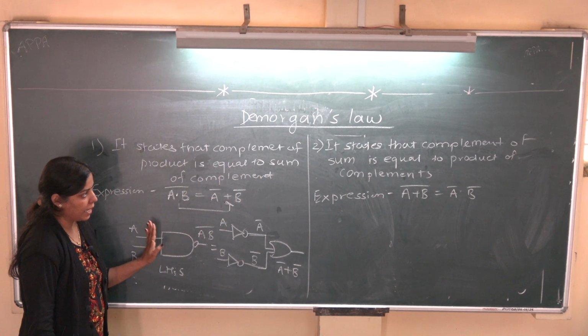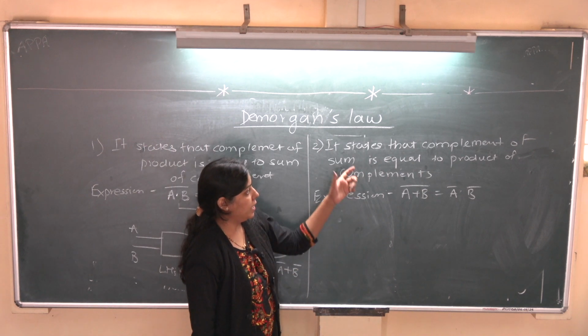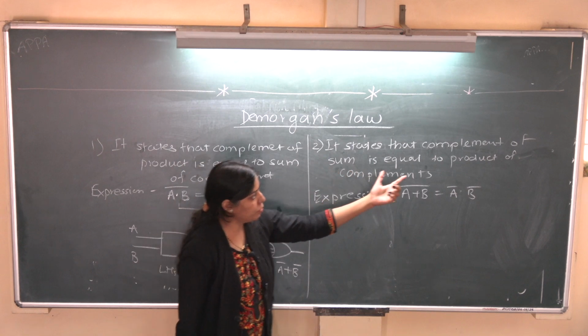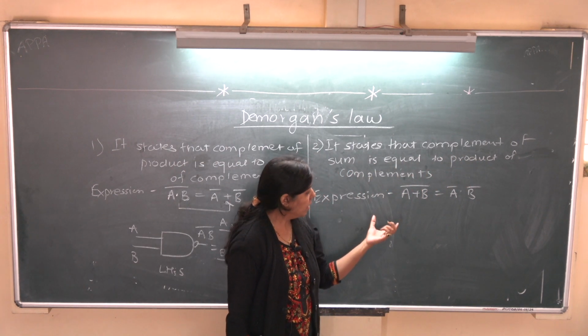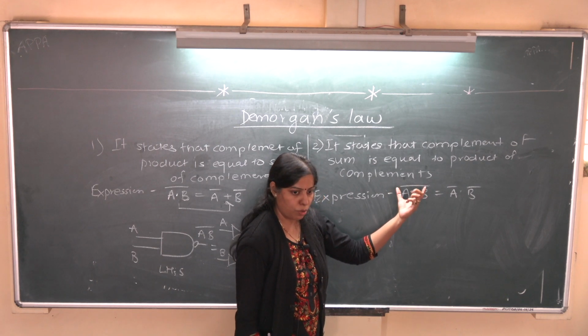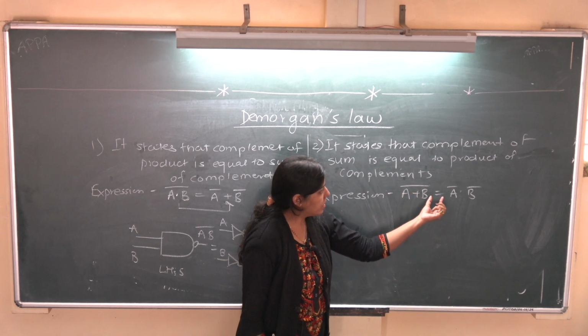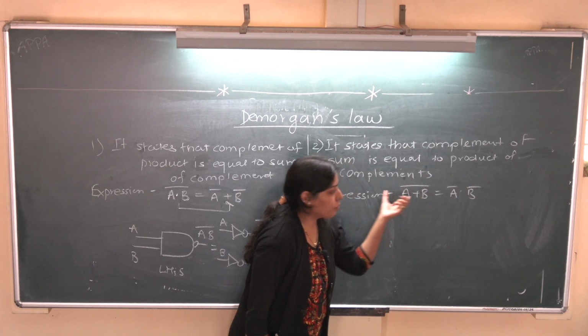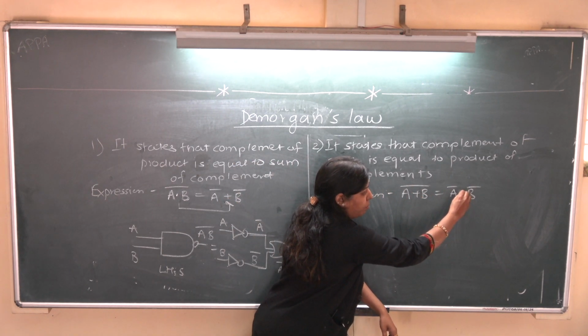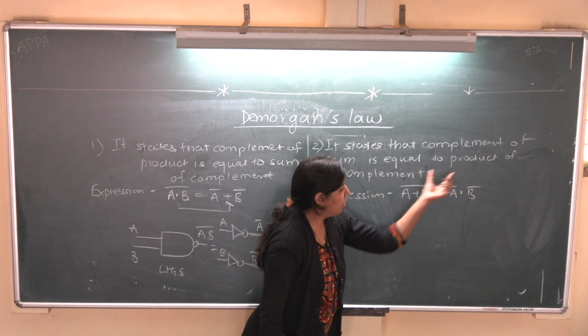Now, same like that, this is the second law. It states that the complement of sum, you have to focus, is considered as A plus B whole bar. So, complement of sum is equal to product of complements. Product of complements means the product of the complemented variables.